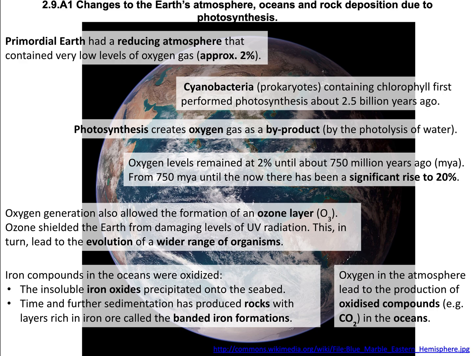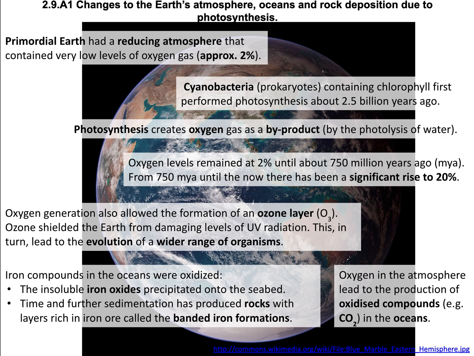is shield the Earth from damaging levels of UV radiation, and this in turn can lead to the evolution of a wider range of organisms, because many organisms couldn't handle the intense amount of UV radiation. So with oxygen now in the air and an ozone protective layer, many organisms were able to flourish and evolve and come to life.